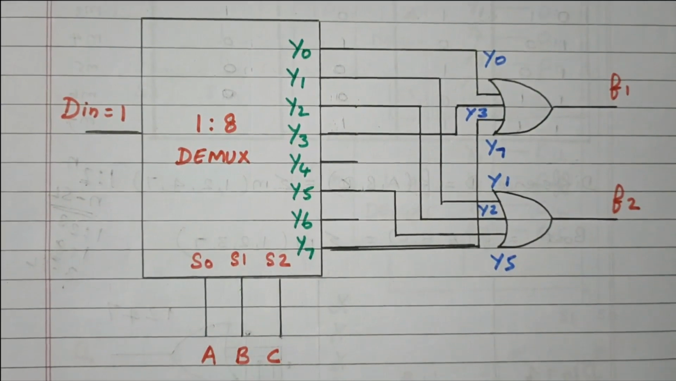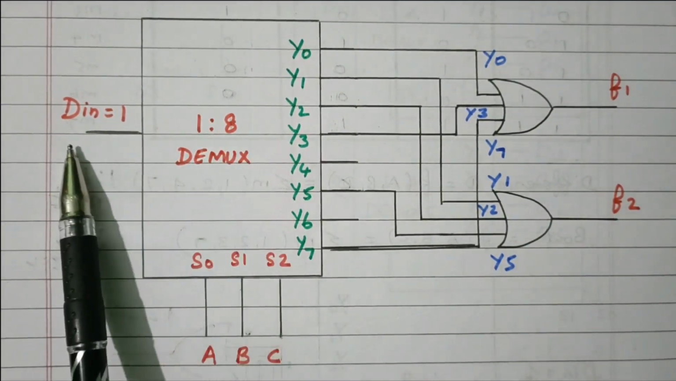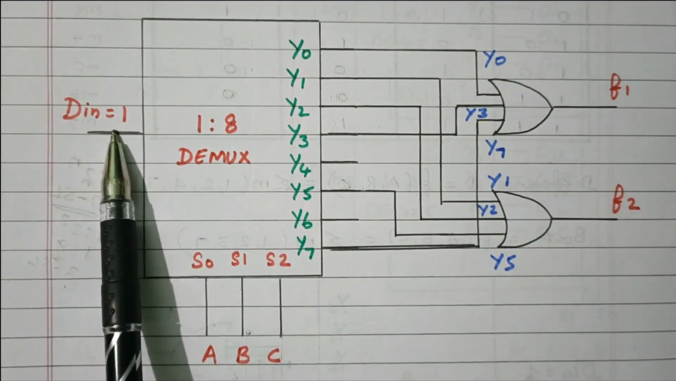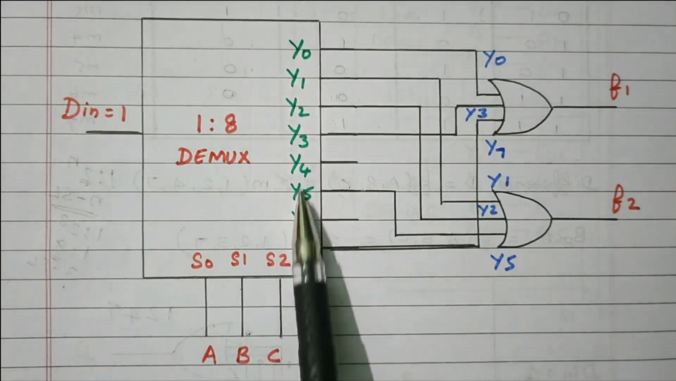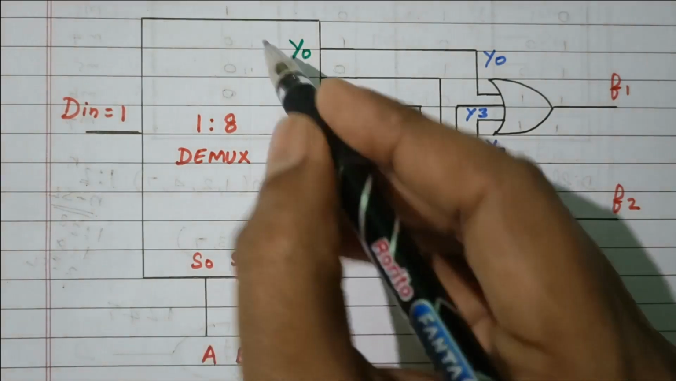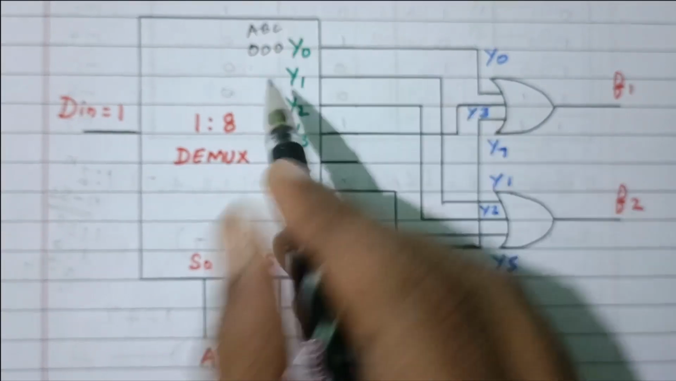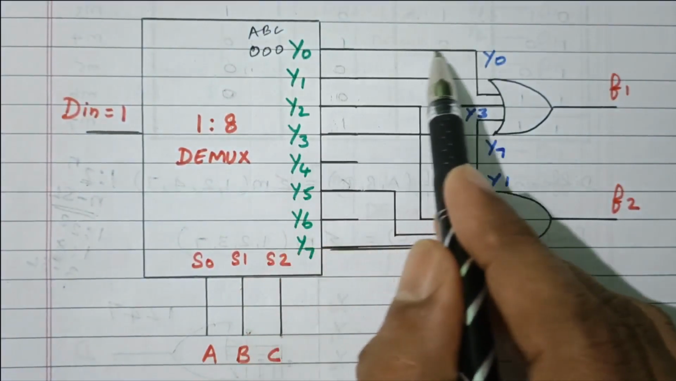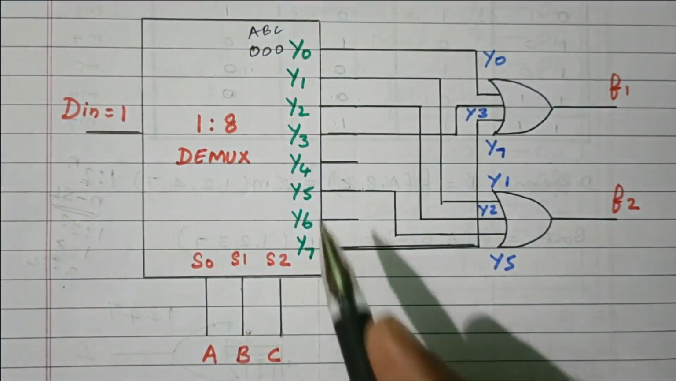So this is the 1:8 demultiplexer, DMUX, 1:8 DMUX. The D input is given as 1, logical 1. These are all 3 selection lines. Based on the value of the selection lines, the output will be produced. For example, A, B, C equal to 0, 0, 0 means Y0 will produce the output. This 1 will be available at Y0. All other terms will be 0.